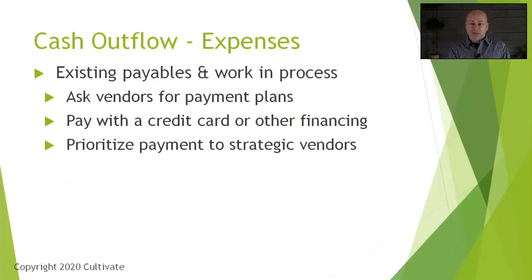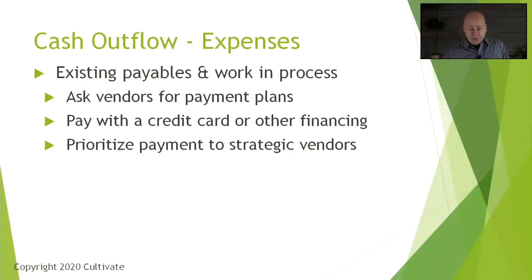Now we have to focus in on things that we already are getting bills for, that we've already agreed to do, or work that we have in process right now where we have already committed to doing a job or a project and that we're going to eventually get a bill. What can we do to push out some of these cash outflows for our business? So the first thing we might need to do is ask the vendor for a payment plan.